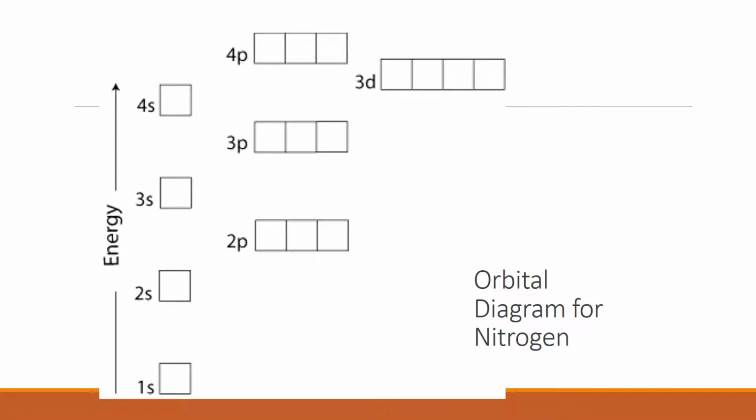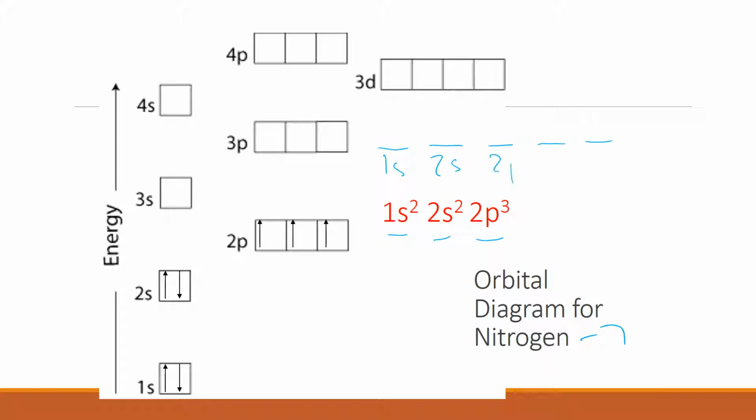I'm hoping this is pretty easy. So nitrogen has 7 electrons. Same idea: 1s1, 1s2, 2s1, 2s2, and now we have 7. We've used 4, so we have 3. Hund's rule says we're going to spread out: 1, 2, 3. Boom. And then the electron configuration: 1s2, 2s2, 2p3. And again, I would draw it like this: 1s, 2s, 2p. So 1, 2, 3, 4, 5, 6, 7.